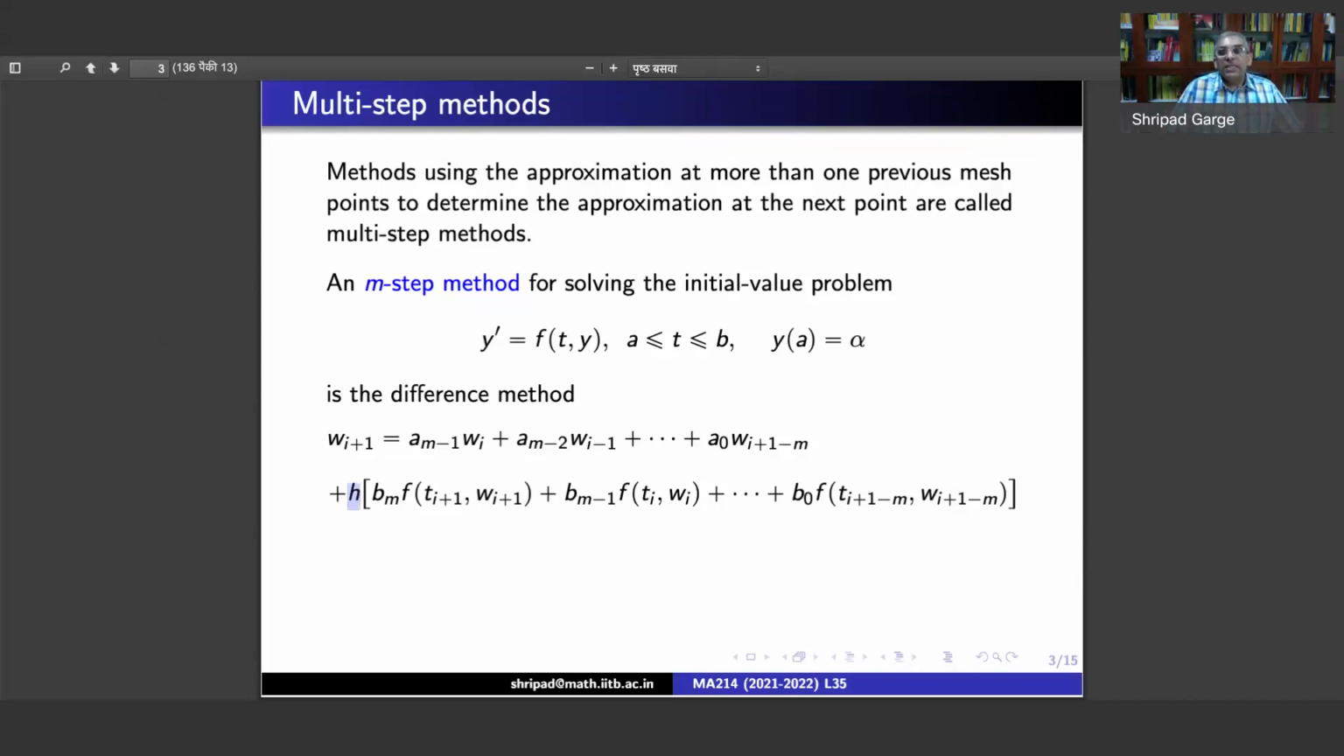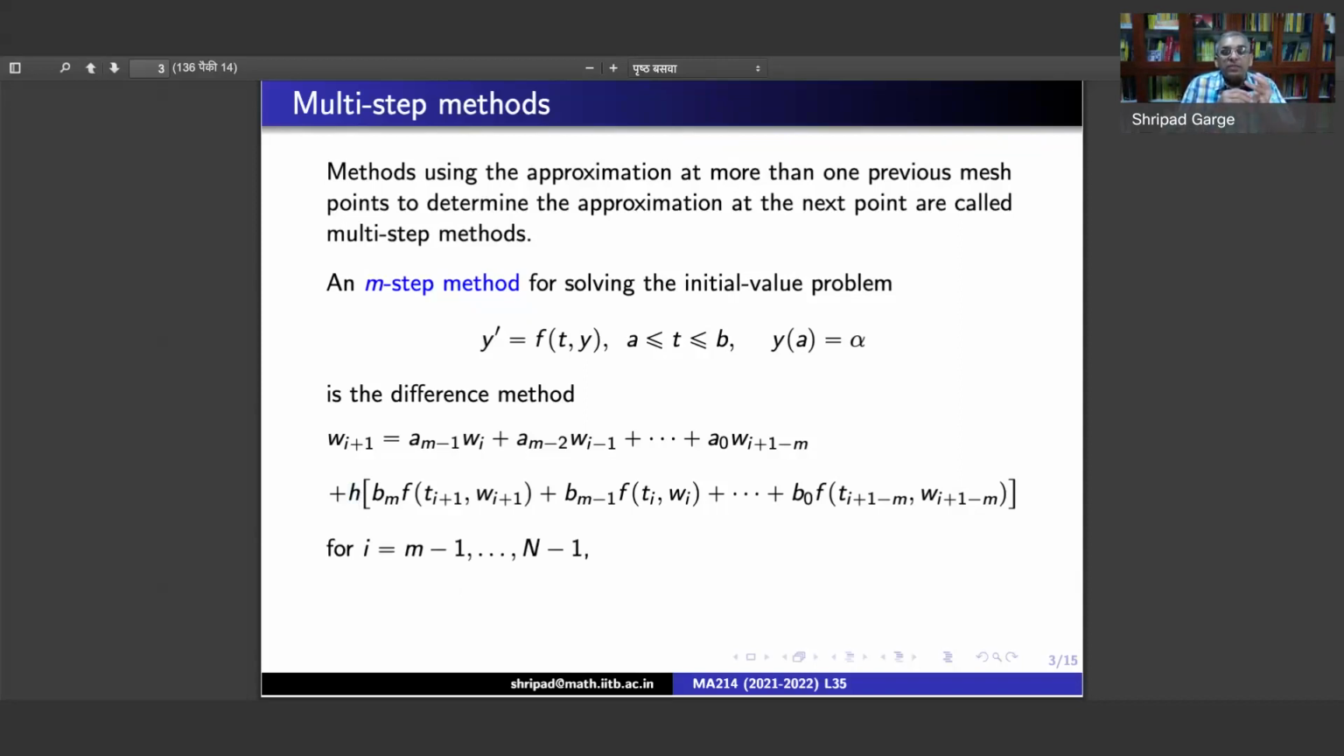So this is our difference method. But what are the things in this difference method? There are these: it's for i going from m-1 to N-1, right? Because you cannot start from w0.